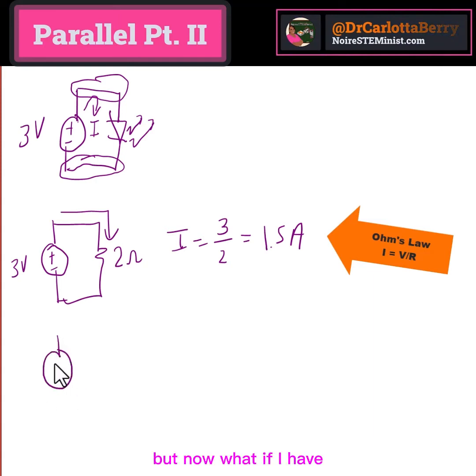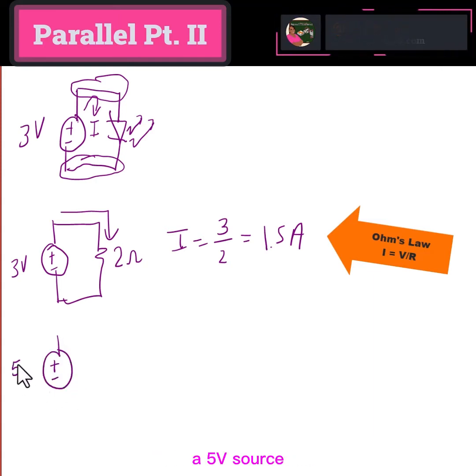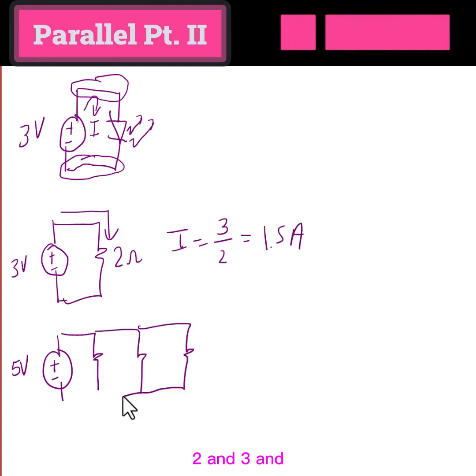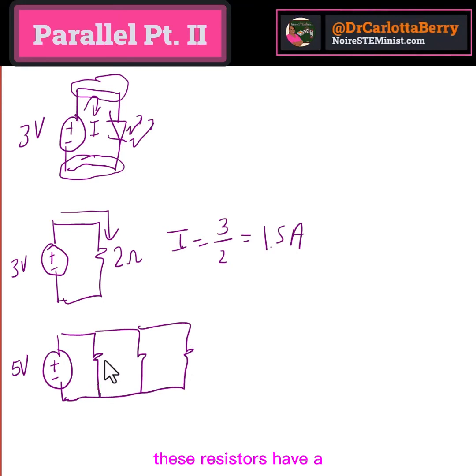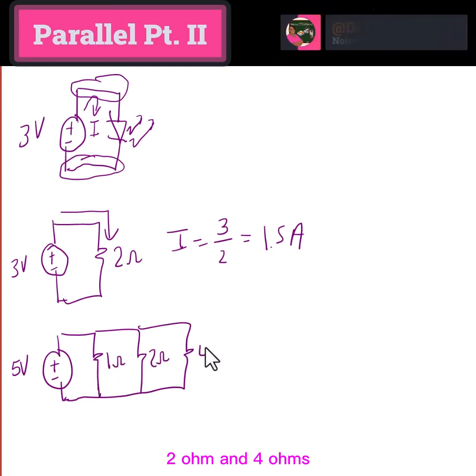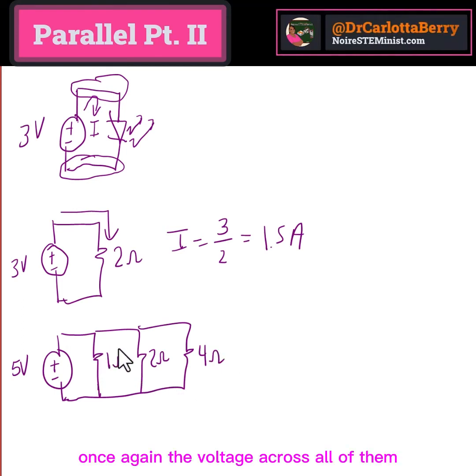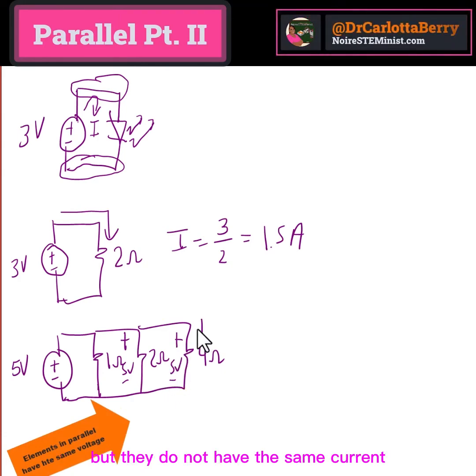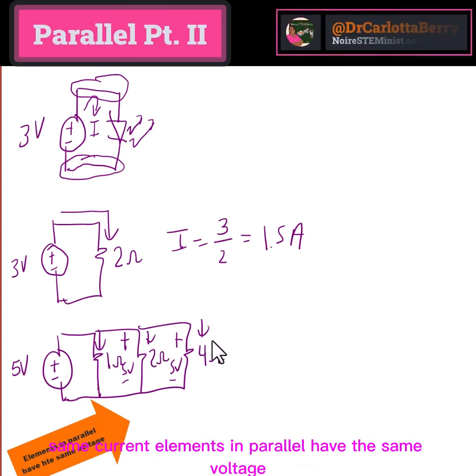But now, what if I have a 5-volt source and I have 3 resistors, 1, 2, and 3, and these resistors have a value of 1 ohm, 2 ohm, and 4 ohms. Once again, the voltage across all of them would be 5 volts because they're all in parallel, but they do not have the same current. Elements in series have the same current. Elements in parallel have the same voltage.